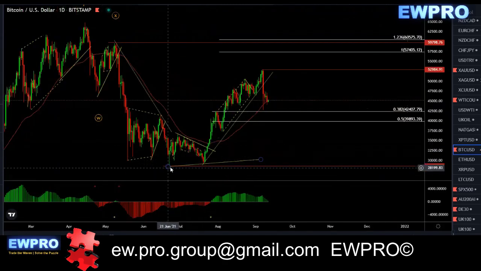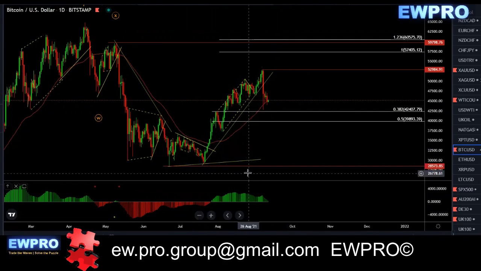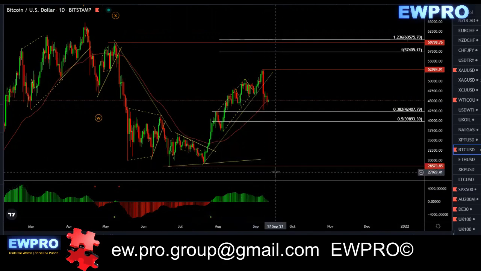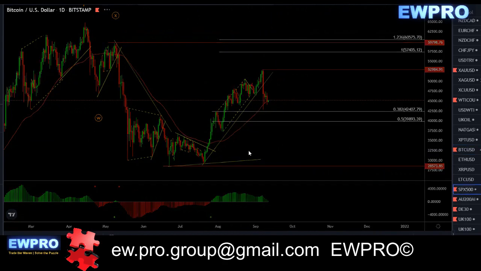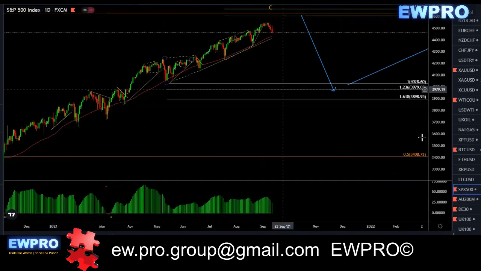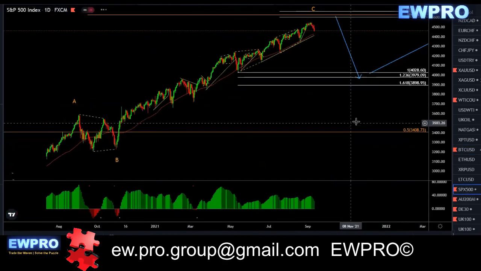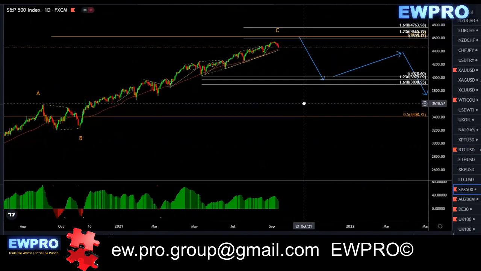You're targeting this low here because we have bearish hidden divergence. So, you know, this can really fall over on you. Might be a really nice trade. SPX on the daily, nothing's changed really.